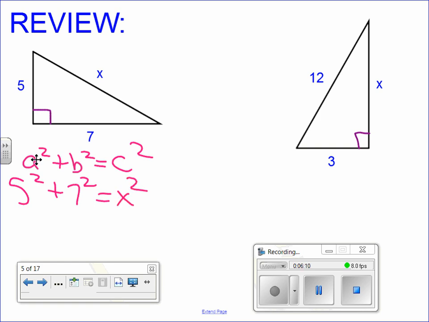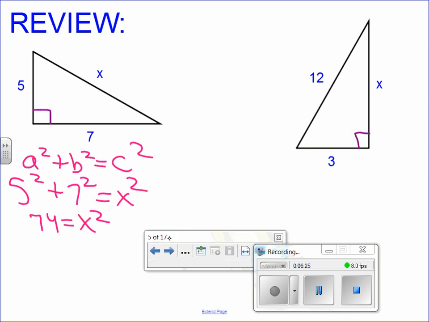Okay, we will need your calculators for some of the problems we'll be doing today. What is 5 squared plus 7 squared? 74. And then that equals x squared, so how do I finish it off? Square root it. And if it doesn't square root perfectly today, you can just leave it as radical 74.